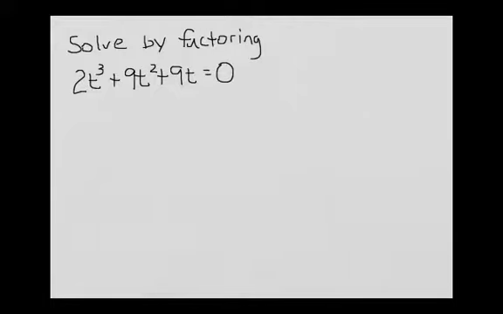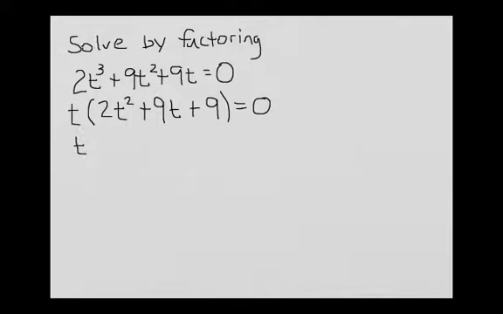Hi, we're going to solve by factoring 2t cubed plus 9t squared plus 9t equals 0. The first thing we're going to do is factor out the greatest common factor, which is t, and then we're left with t(2t squared plus 9t plus 9) equals 0. Inside the parentheses we have a trinomial that's quadratic, meaning the highest power is 2, and we can factor that as well.